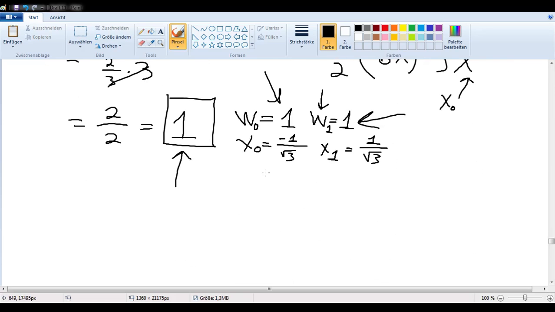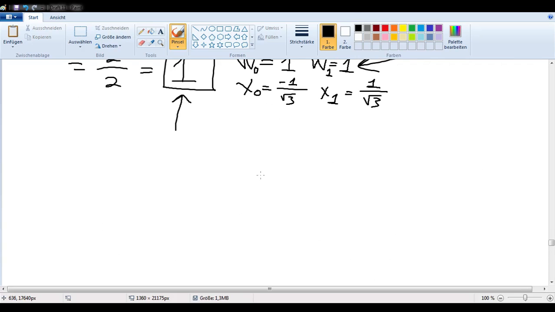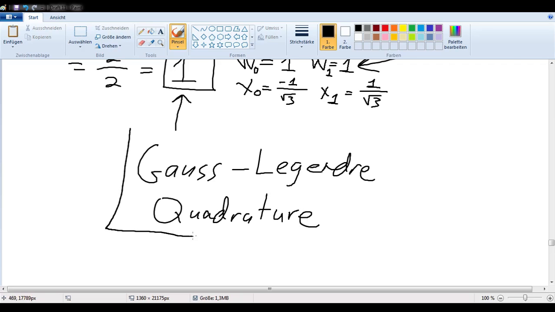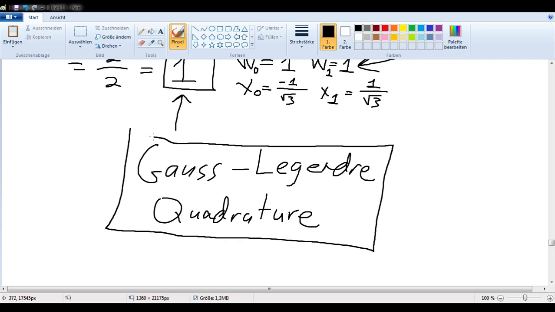So those are just a few more of the more advanced topics that relate to Gauss-Legendre Quadrature. The Gauss-Legendre Quadrature. Not easy to say, but very nice to use.